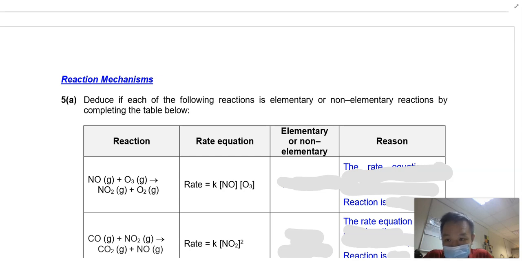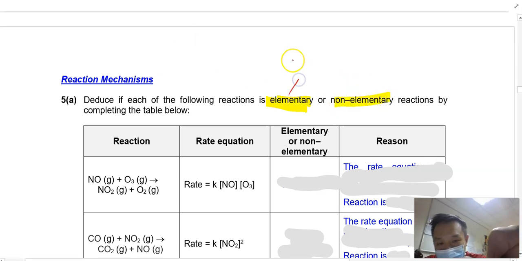Okay, looking at question 5, we'll be discussing reaction mechanism. For reaction mechanism 5a, we are supposed to deduce if each of the following reactions is elementary or non-elementary. There are two new terms over here: elementary and non-elementary.